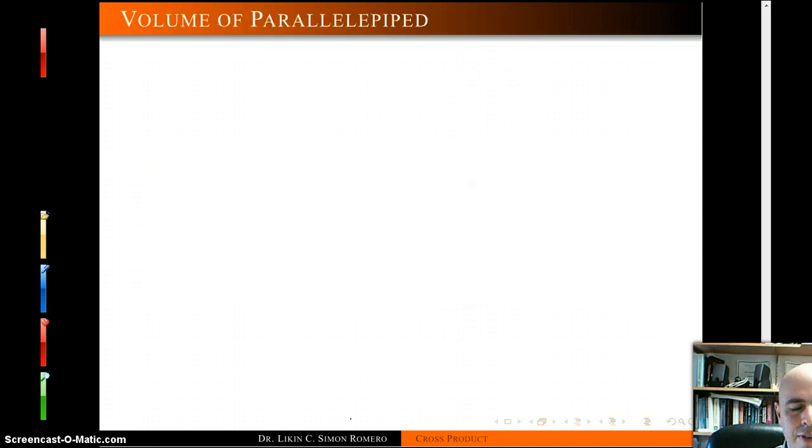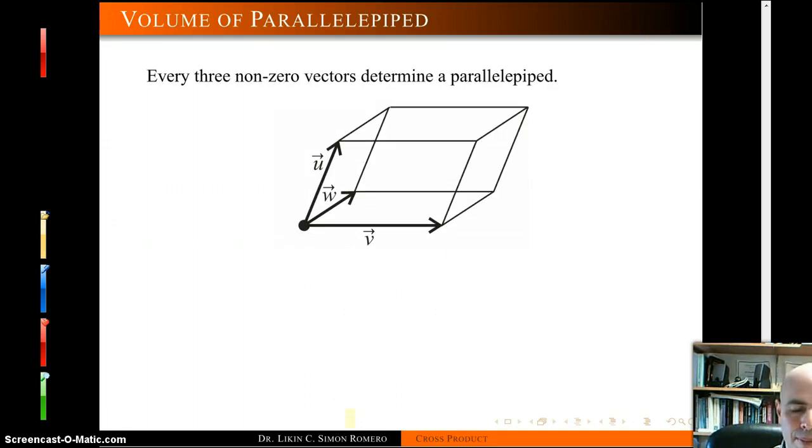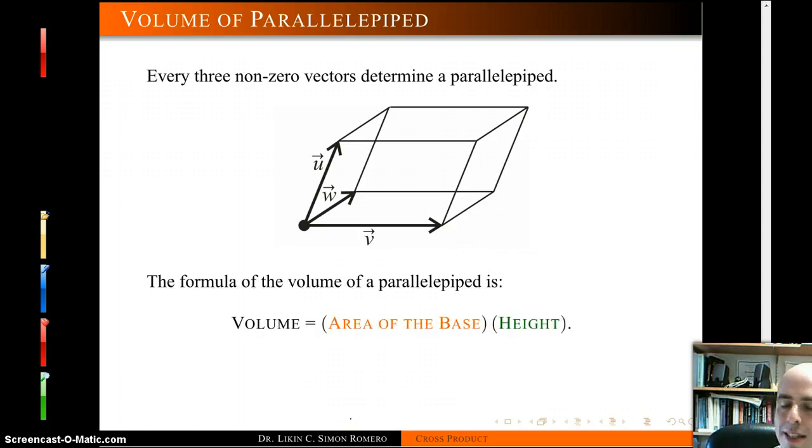Well, why this is useful is because it's going to help us to compute volumes of certain kinds of geometric entities that are called parallelepipeds. A parallelepiped is just a three-dimensional version of a parallelogram. So the way that we compute the volume for these things is just area of the base times the height. In this case, the area of the base is very easy to compute because it's just the magnitude of the cross product between V and W.